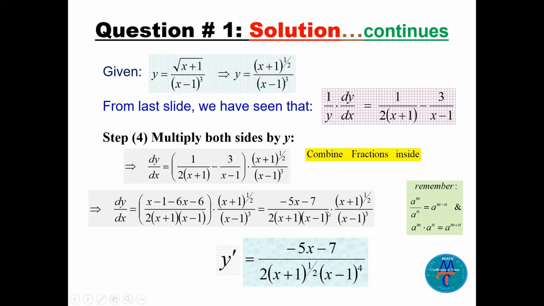So x minus 1 power 1, x minus 1 power 3 becomes power 4. And also when you divide, you subtract the power. You see that rule here from algebra. x plus 1 power half, x plus 1 power 1. So half minus 1 is minus half. It will go to the denominator, positive half. So the final answer, y prime will be minus 5x minus 7 divided by 2 in the bracket x plus 1 power half times x minus 1 to the power 4.